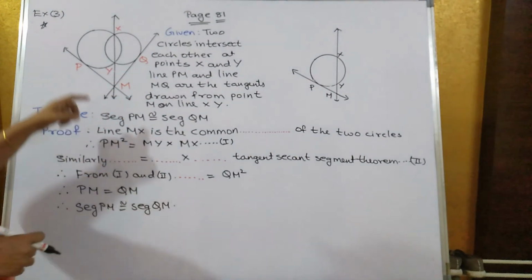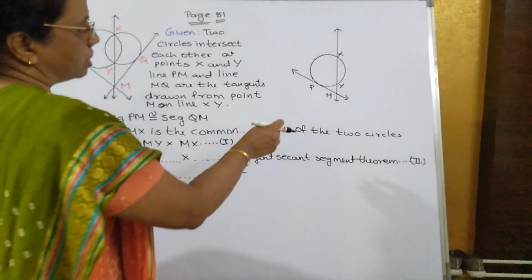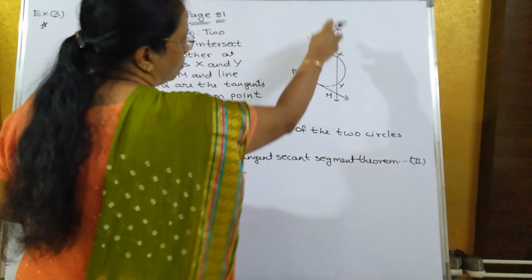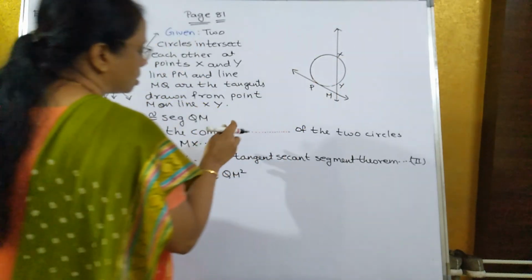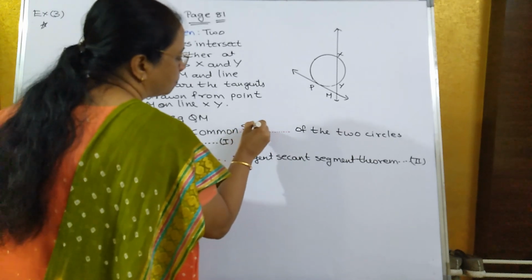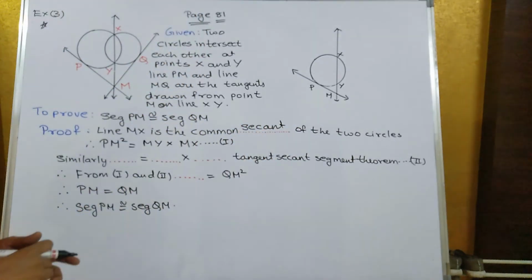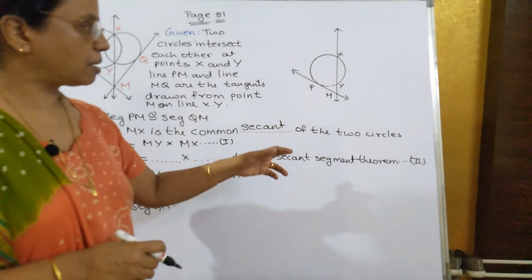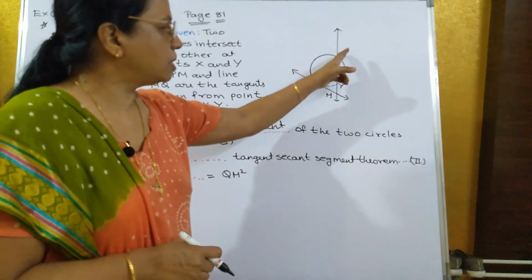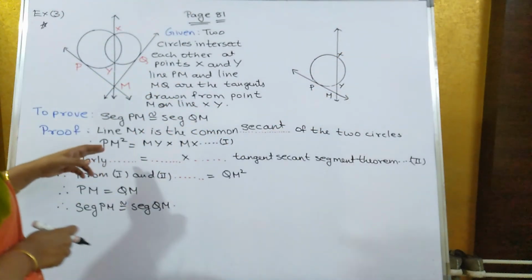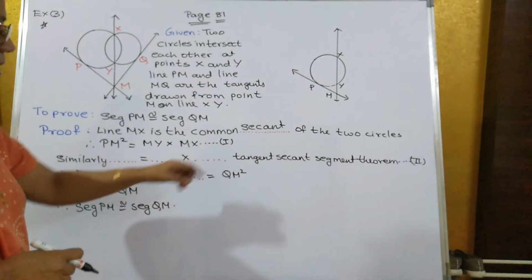Now line MX is the common what? Secant. Secant is what? Which passes through the circle. So it is the common secant of the two circles. So according to tangent secant segment theorem, what will we get? PM square is equal to MX into MY. So that is what is given. PM square is equal to MY into MX. Let us take that as 1.